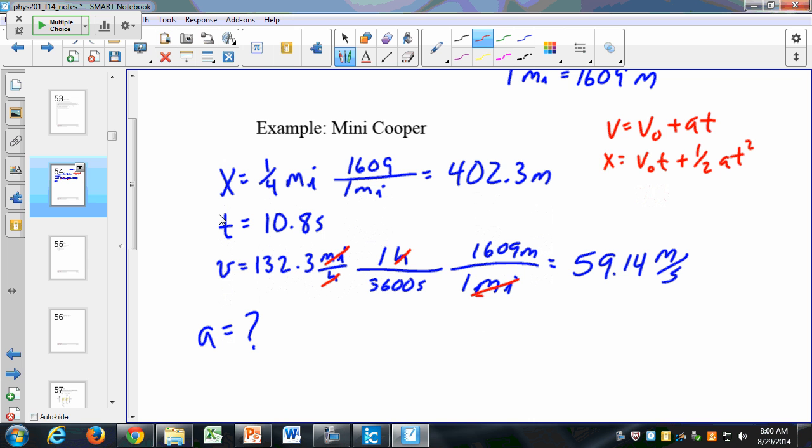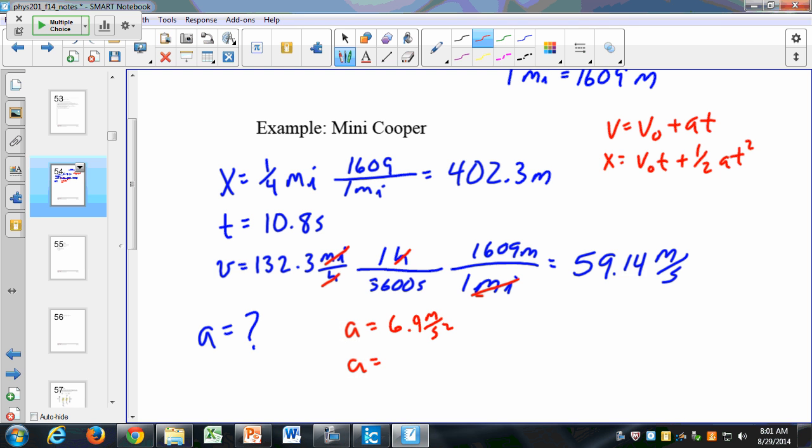Somebody got a number for me for acceleration? Okay, somebody have another number? There are actually two values you can come up with. Okay, so let's write both of those down. They're both correct and they're both incorrect. So, Prakash, what'd you get? 6.9 meters per second squared.